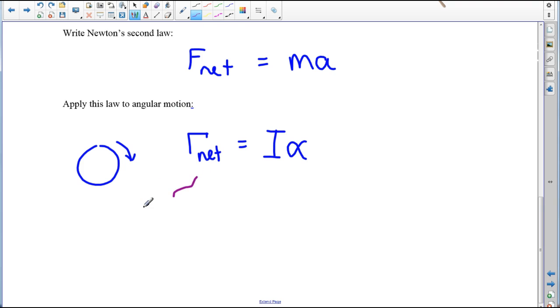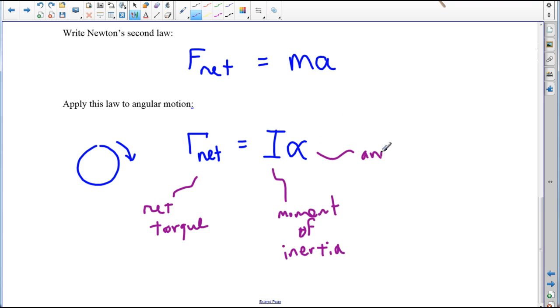And you can write down, this is net torque. This is moment of inertia. And that's angular acceleration. F net equals ma. Next page.